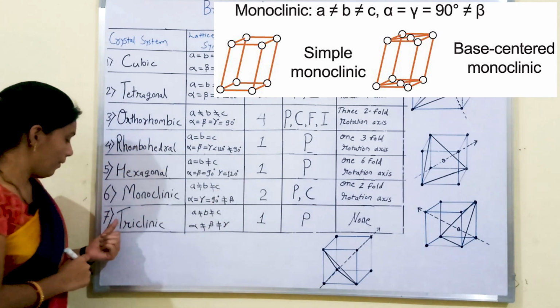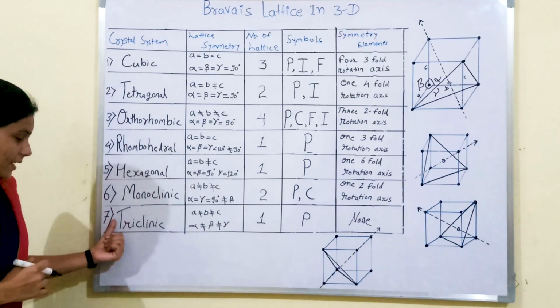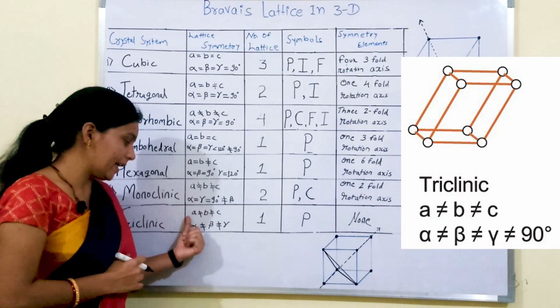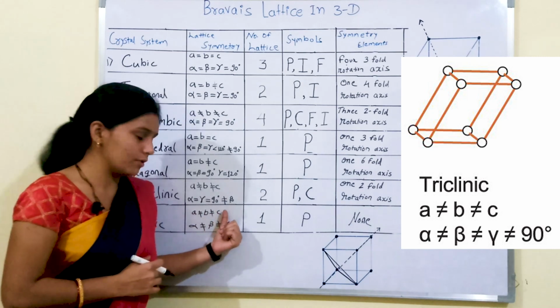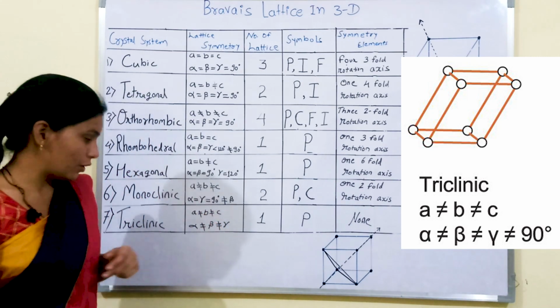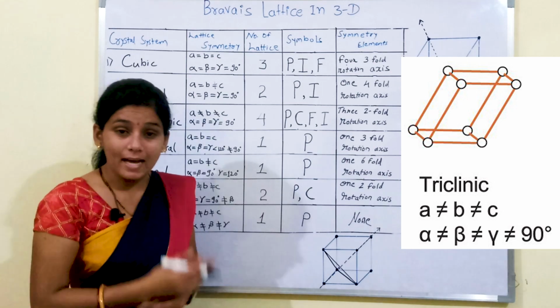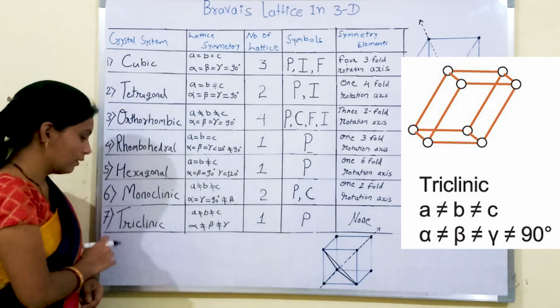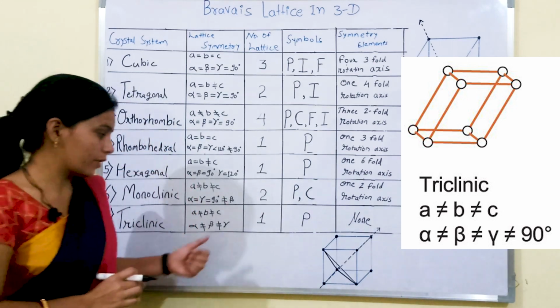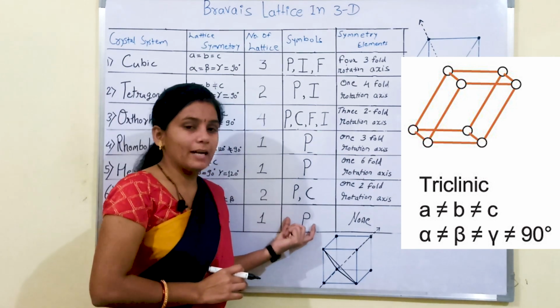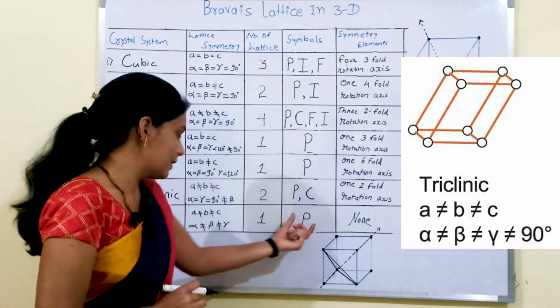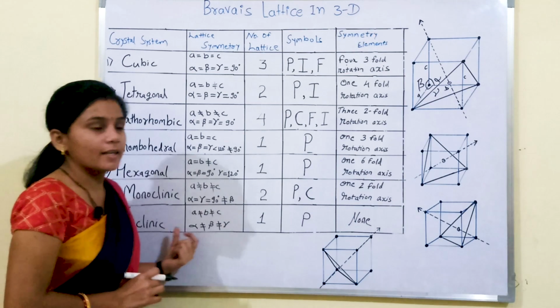The last one is triclinic. In triclinic, a is not equal to b is not equal to c, which means all sides are not equal and all angles are also not equal. There is one Bravais lattice, primitive, present in the triclinic crystal system.